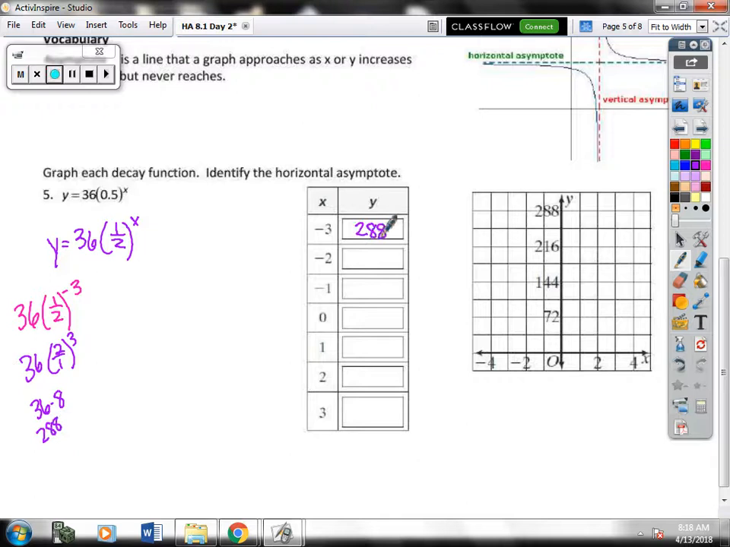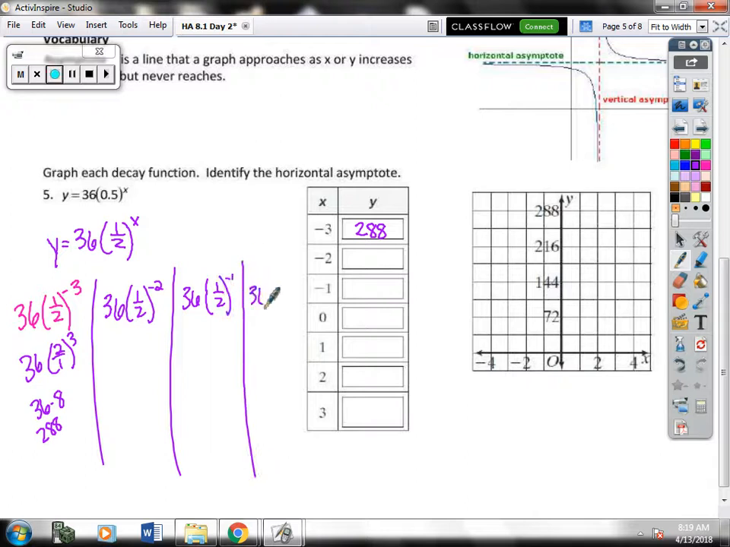So since these are decay problems, they are going to start out with larger numbers, and then they're going to decrease to smaller numbers as we go. One after the 0 is just 1, so that one's easy. That's just 36. See if you guys can complete the rest of the table and plot your points.